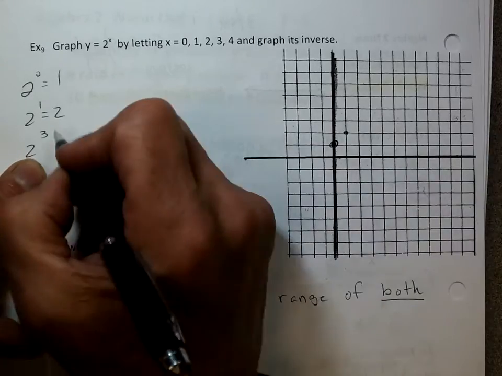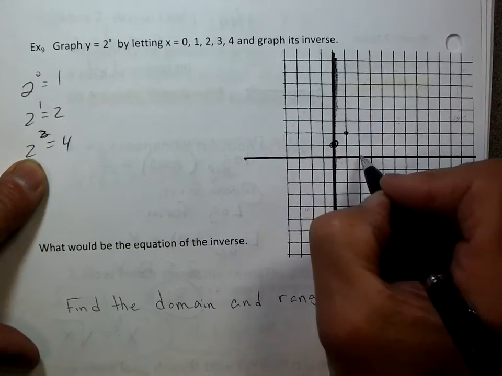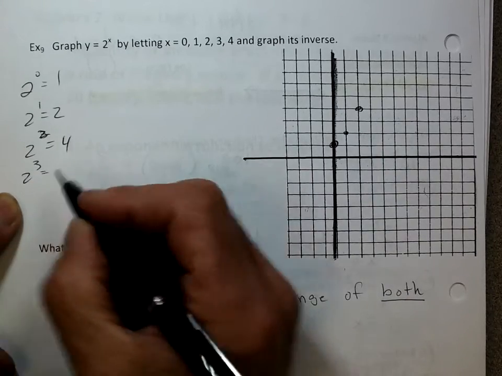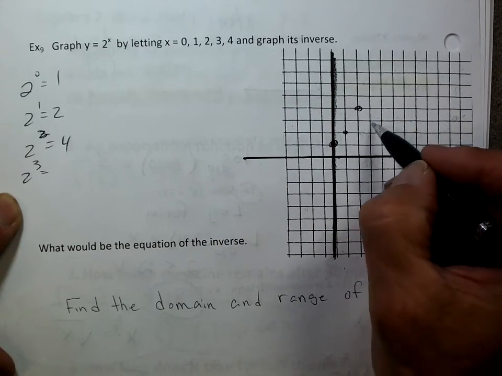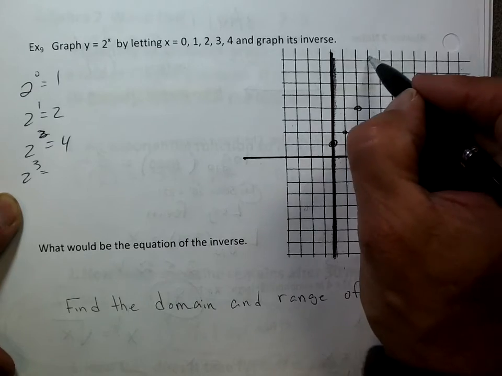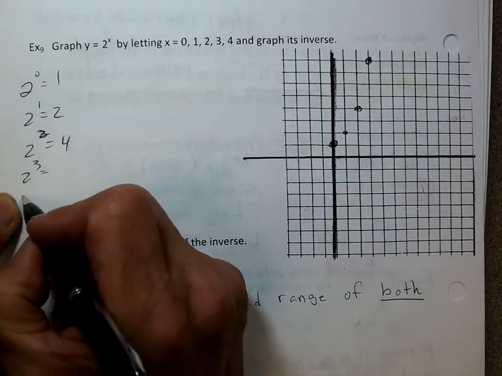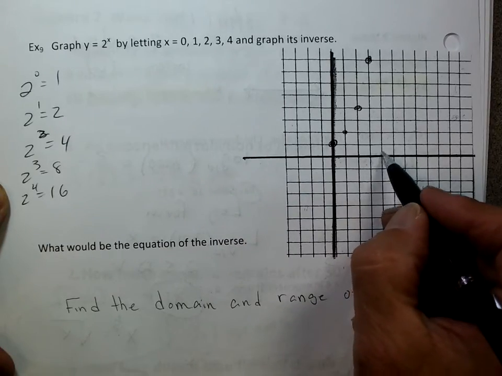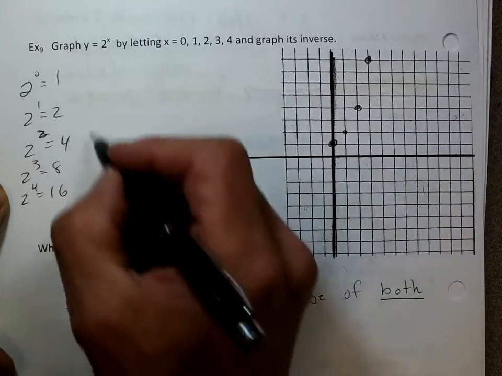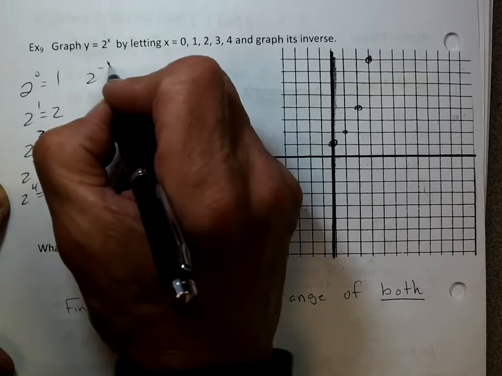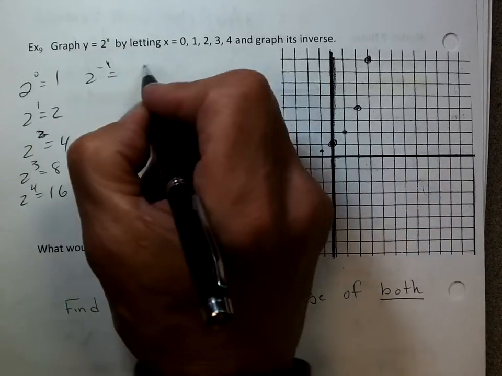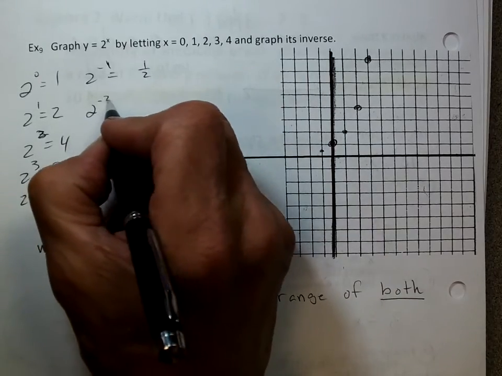Oh, I forgot 2 to the 2. My bad. 4. 1, 2, 3, 4. Thank you, though. 2 to the third power is 8. 1, 2, 3, 4, 5, 6, 7, 8. And I'm going to run out of room because 2 to the fourth power is 16, right? Way up here, okay? What is 2 to the negative 1 power? It is 1/2. Nice job, Claire. What is 2 to the negative 2 power?